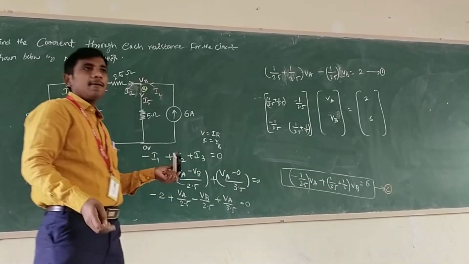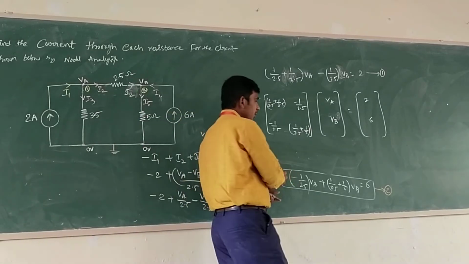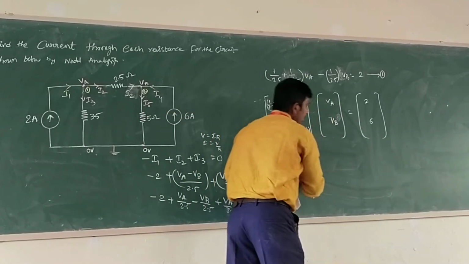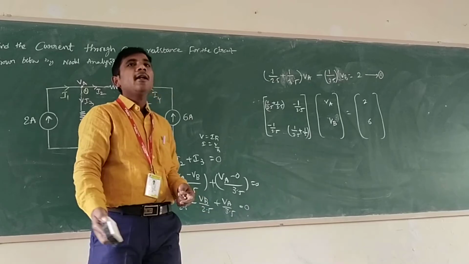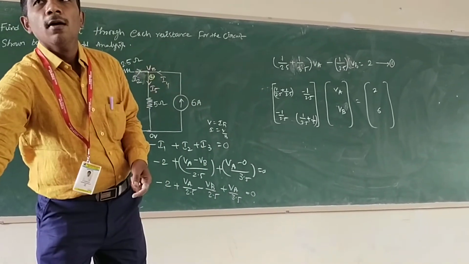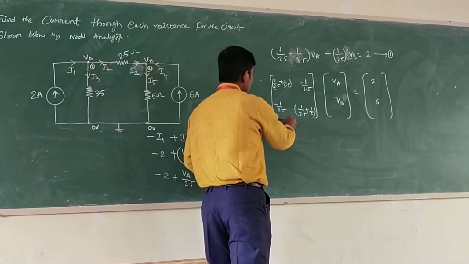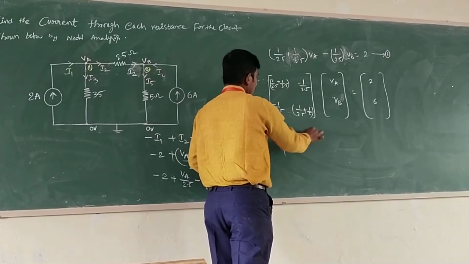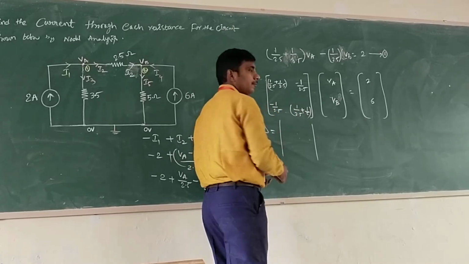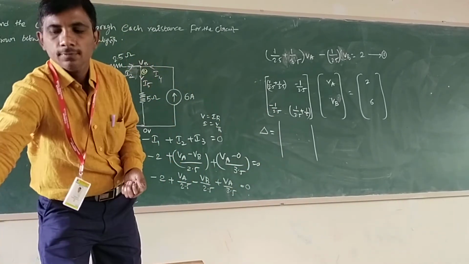Now we have converted to matrix form. We have to find the determinants, delta, delta 1 and delta 2, and solve the problem. Delta is the determinant of this matrix. What is the value? Find it out.